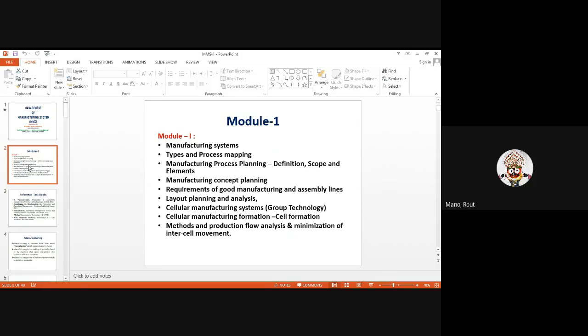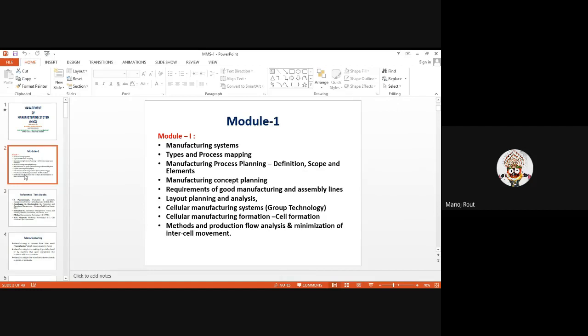The next one is layout planning and analysis. And the next one is cellular manufacturing system, which is known as group technology. And the next one is cellular manufacturing formation, which is known as cell formation. And the last one is method and production flow analysis and minimization of inter-cell movement.